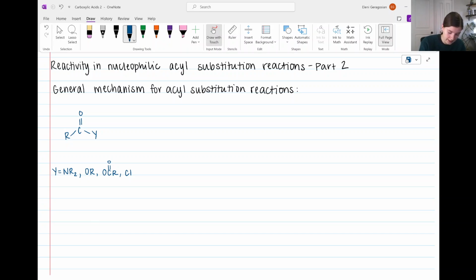So if we are adding a nucleophile, this gets added to the carbonyl carbon, and we break the pi bond. Now, before we draw the product of this, let's draw the transition state. Again, we're showing bonds that are breaking and forming in this mechanism step.